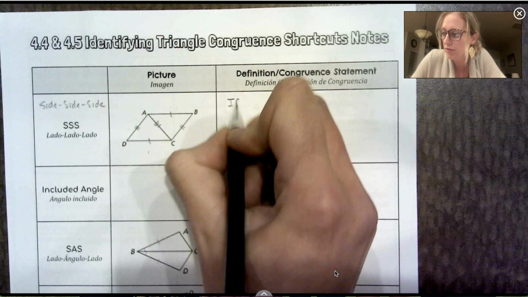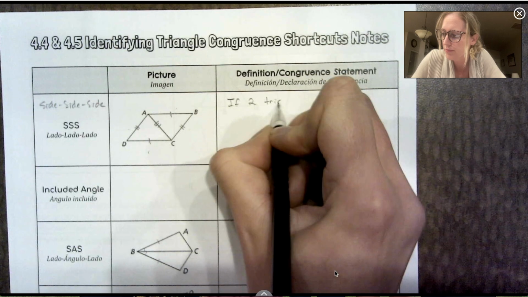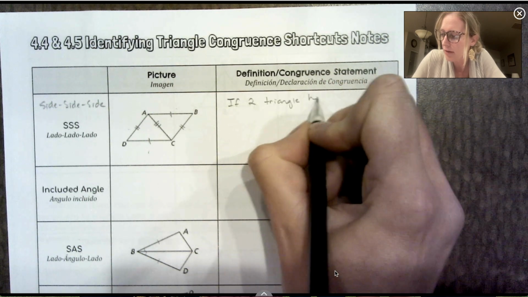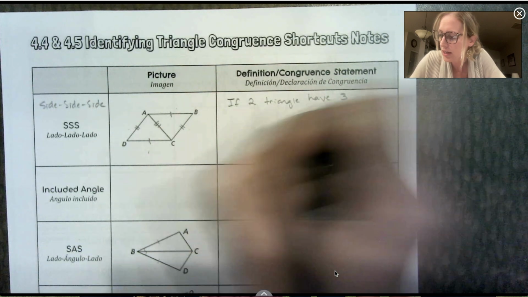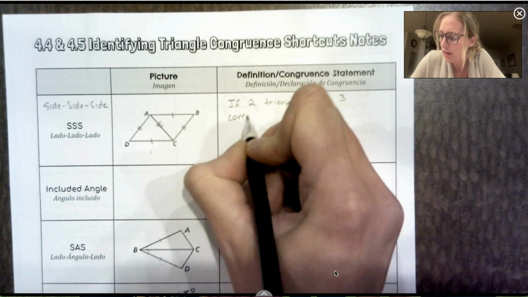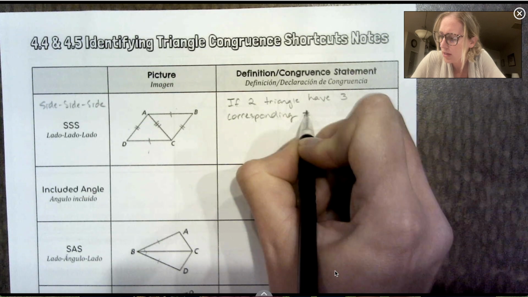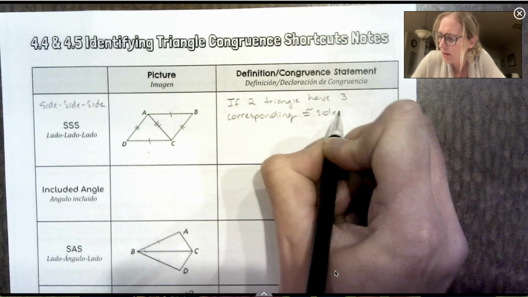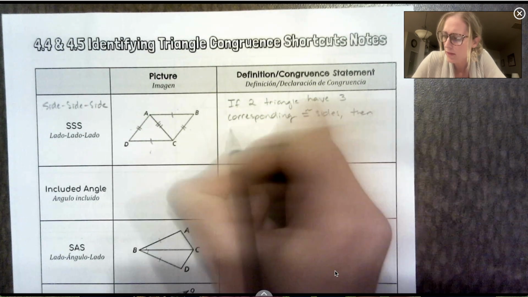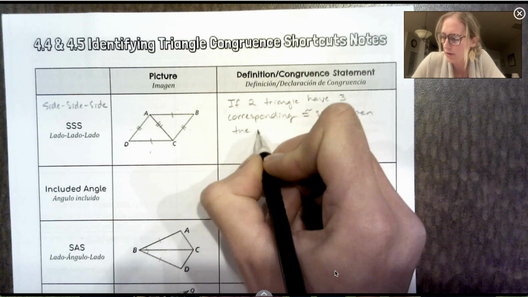So if two triangles have 3 corresponding congruent sides, then the triangles are congruent.